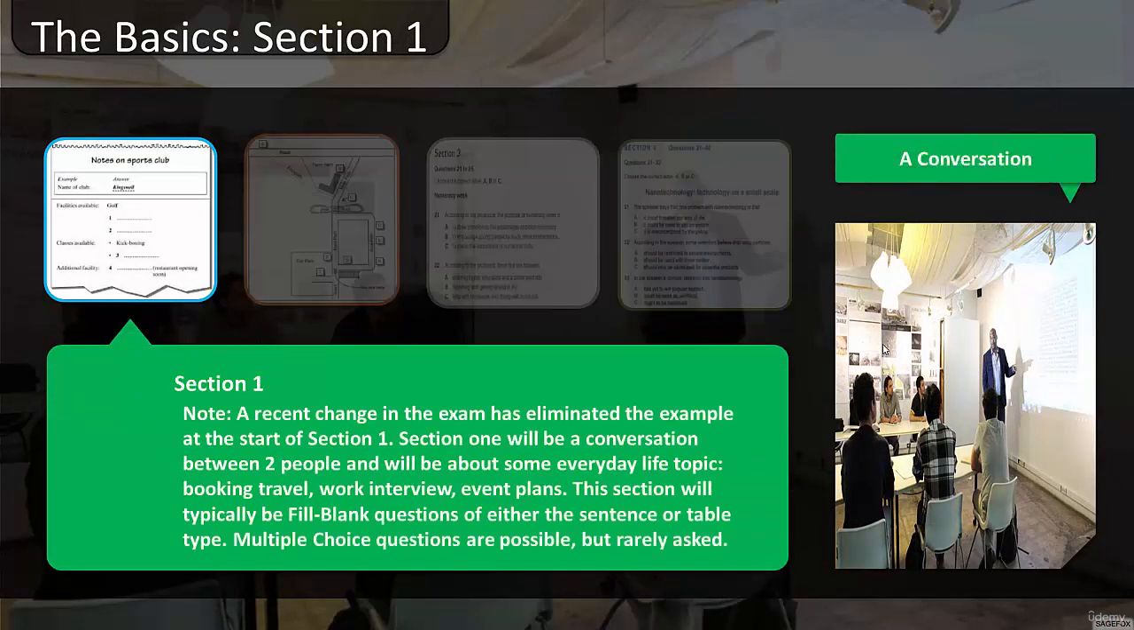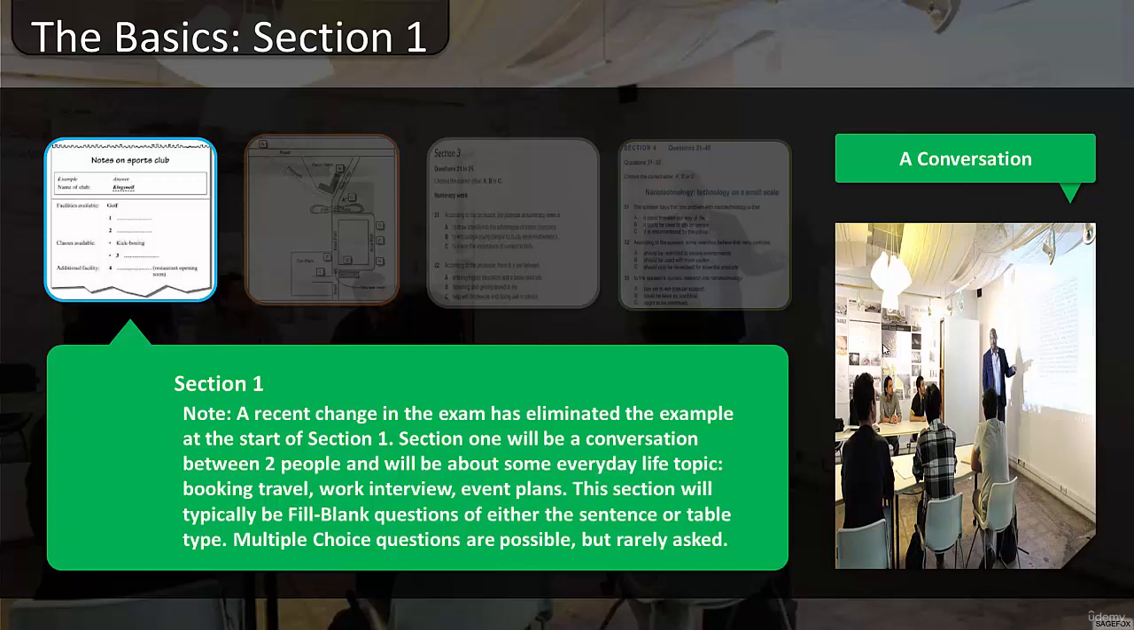So let's look at section number 1. First of all, please note that there's been a recent change in the exam where they have eliminated the example at the start of section number 1. I really think that they started doing this because students used to use the time for the example to read through section 2, section 3 of the exam. And so they kind of wanted to eliminate that. That's my belief.